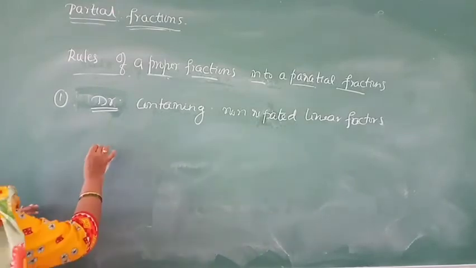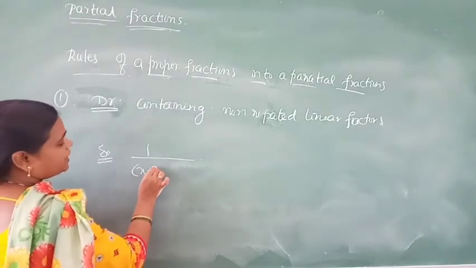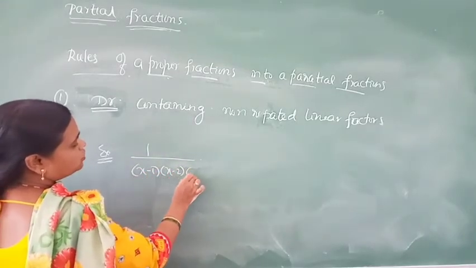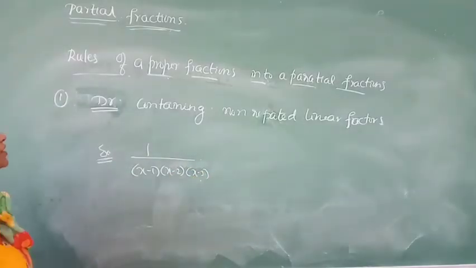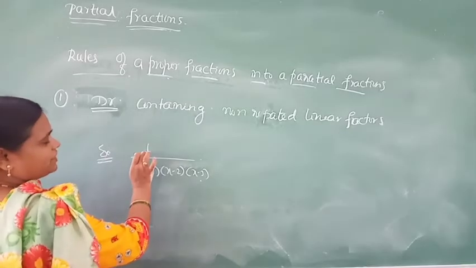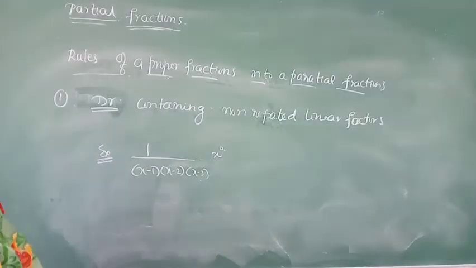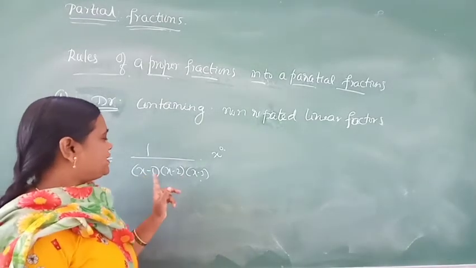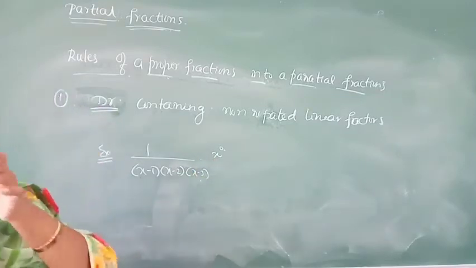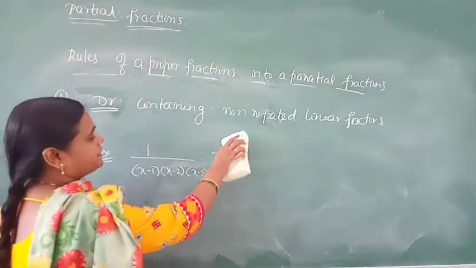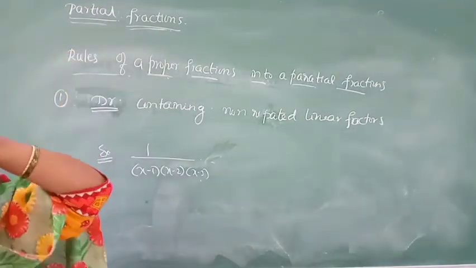For example, just concentrate here, I will take the example in the form of 1 divided by (x minus 1)(x minus 2)(x minus 3). Please concentrate here. See here, the degree of the numerator 1 is there. 1 means we can write this as x to the power 0, and x to the power 0 is 1. Multiply the denominator, you get x cube. Is the degree of the numerator less than the denominator? Of course. Therefore such type of fraction we call proper. If it is a proper fraction, we can convert it in the form of partial fractions.